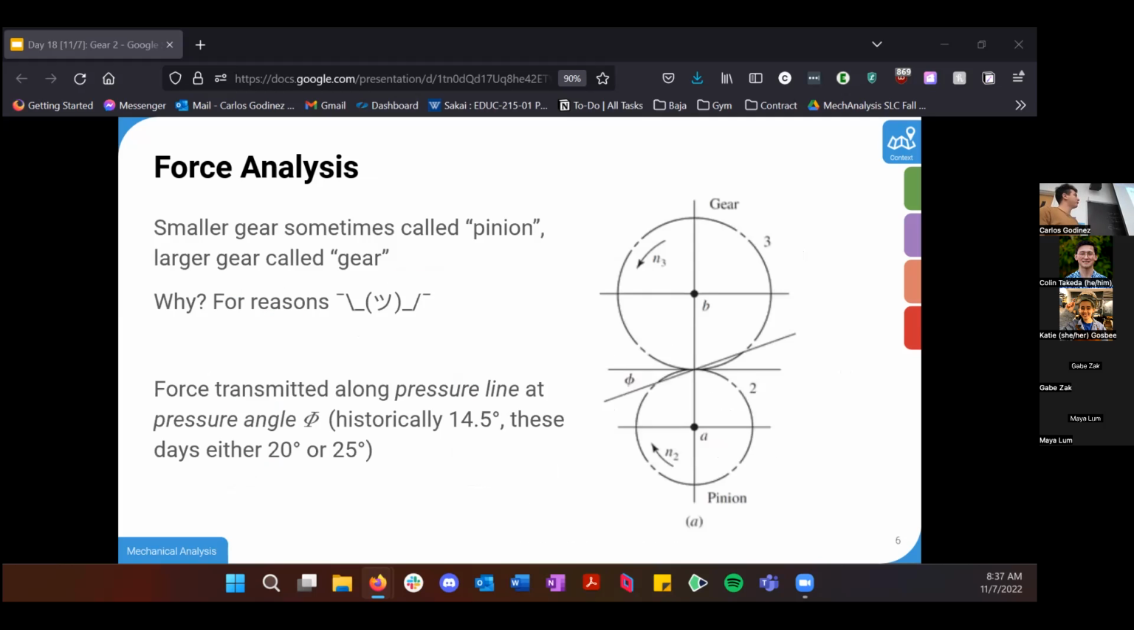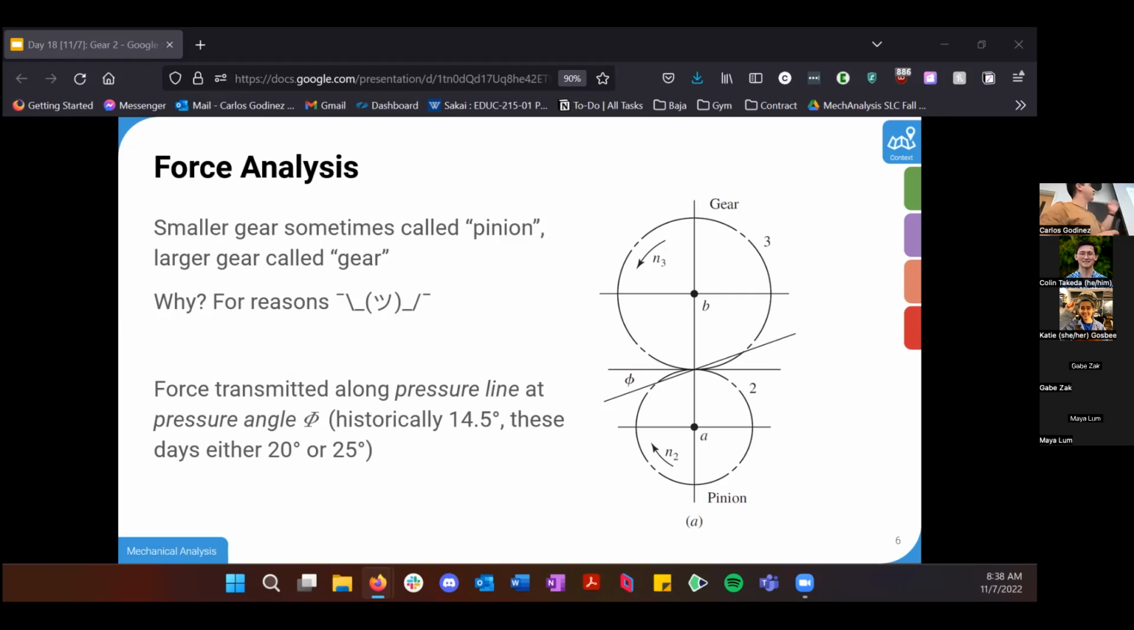So for a really simple set of just 2 gears enmeshed with each other and transmitting power. As a reminder, sometimes the smaller gear is referred to as the pinion and the larger gear is called the gear. Why they have to distinguish between that, I don't know, but that's why. We have 2 gears in mesh, gear and pinion. The pinion is going to be called gear 2. That's your input. Your larger gear is gear 3, which is receiving the torque. And the force, as a reminder from last week, is transmitted along a pressure line, or the line of action, at an angle phi.